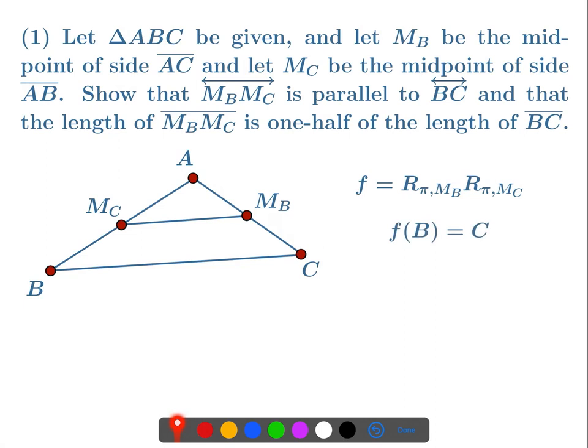Now let's think about the theorem we have. The theorem says that if I rotate by the angle pi twice, the sum of those angles is 2 pi in this case, and 2 pi is an integer multiple of 2 pi. It's 2 pi times 1. So that means the product of these two rotations should be a translation. So F is a translation.